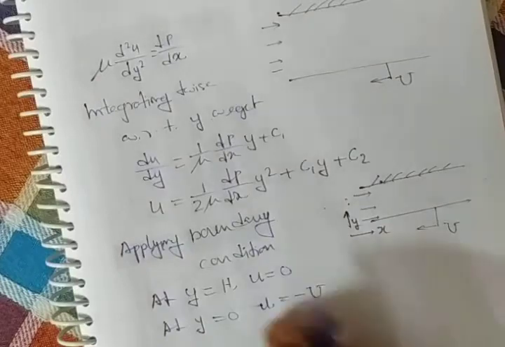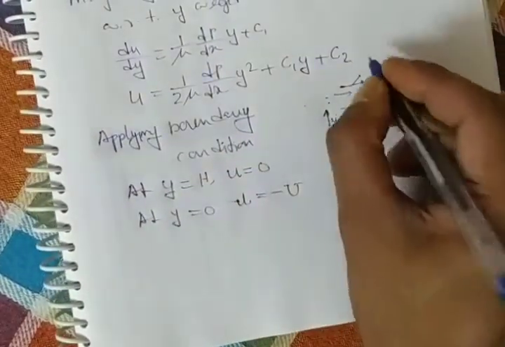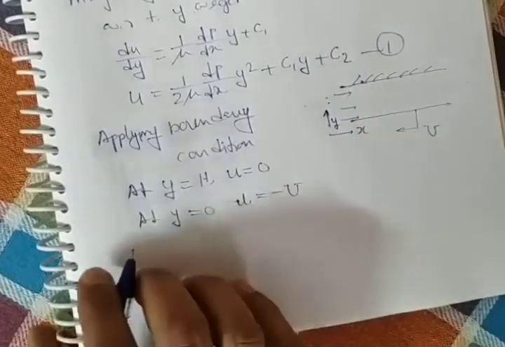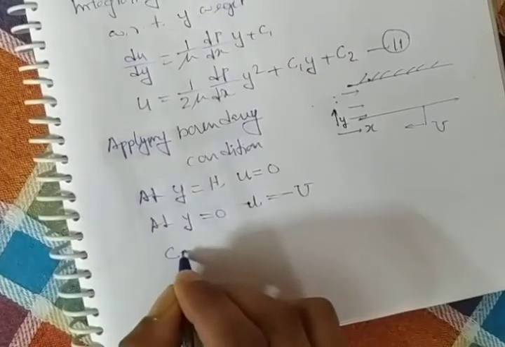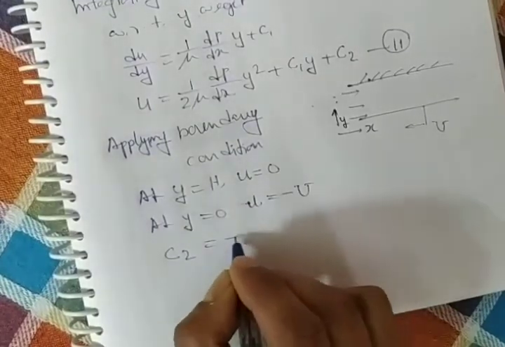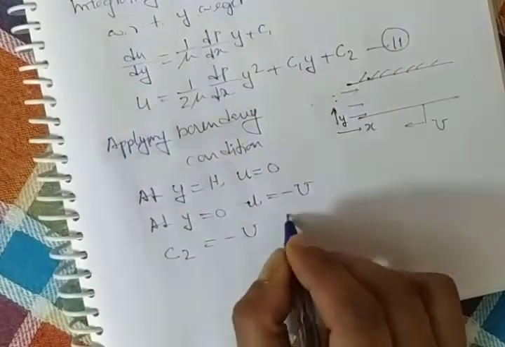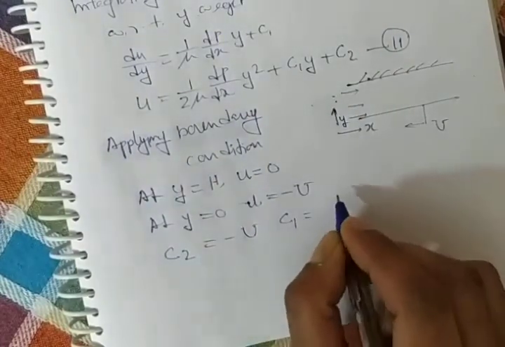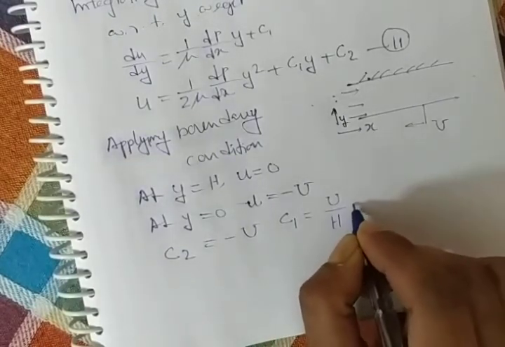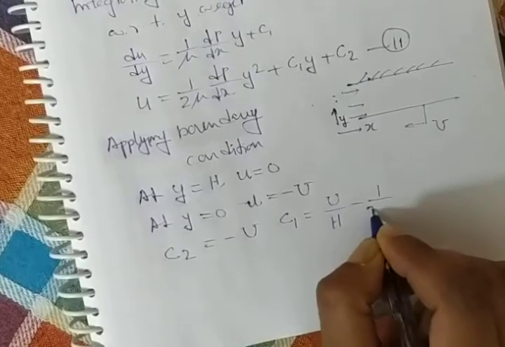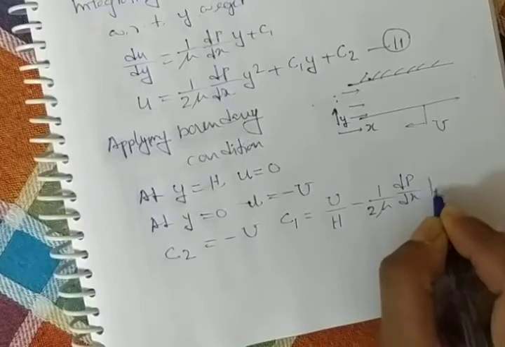If I put these values in equation 2, we will get C2 is equal to minus capital U and C1 is equal to capital U by h minus half mu dp by dx h.